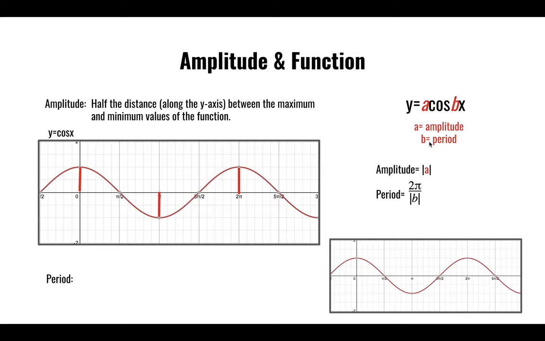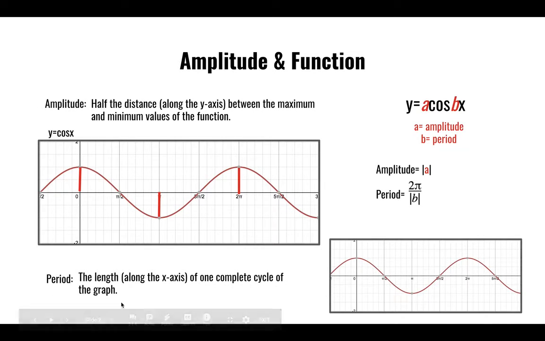We see that A represents the amplitude and B represents the period. If we were to find the amplitude, we need to use the formula given, the absolute value of A. And in this case, using the formula of the absolute value of A, we'd be given the amplitude of 1, as shown here. Before finding the period, we need to understand what it means.